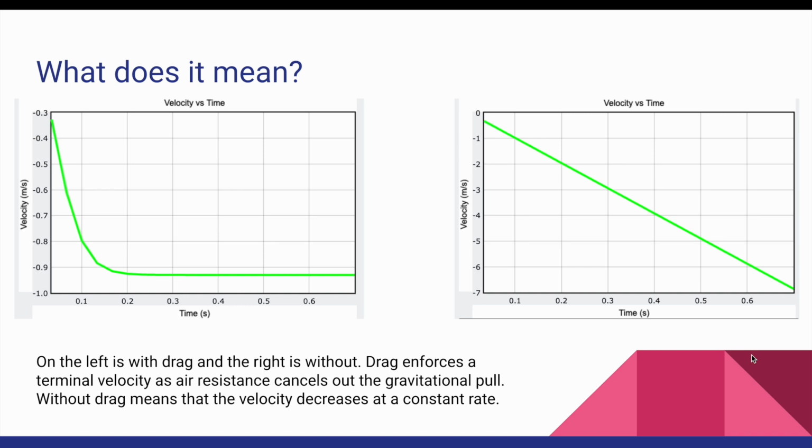So what does this mean? Well, the two different velocity graphs you can see here are with drag and without. And this is, of course, my computer model. The drag enforces a terminal velocity as air resistance cancels out the gravitational pull. Without drag means that the velocity changes at a constant rate, which you can see in the graph on the right.